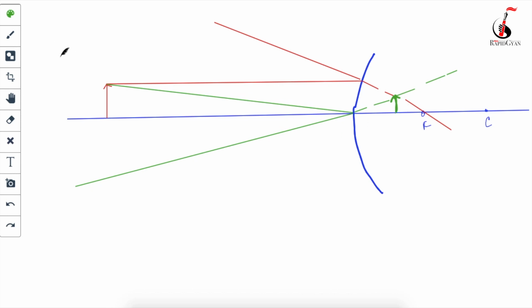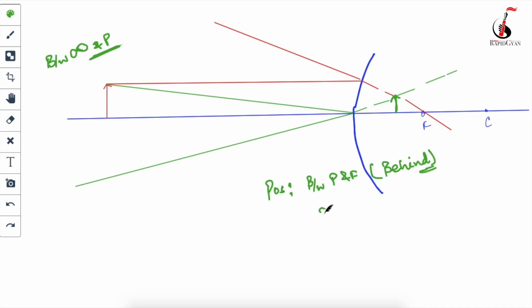So when the position of the object is between infinity and the pole, at that time, what will be the position of the image? The position of the image will be between P and F, means pole and F, which is behind the mirror. Just write it behind the mirror. Okay, what is the size? Size is of course small in size.